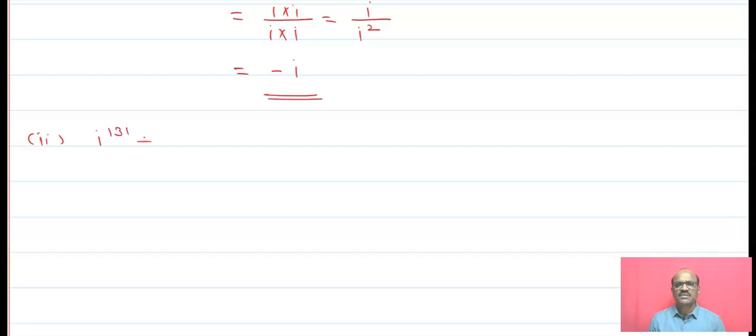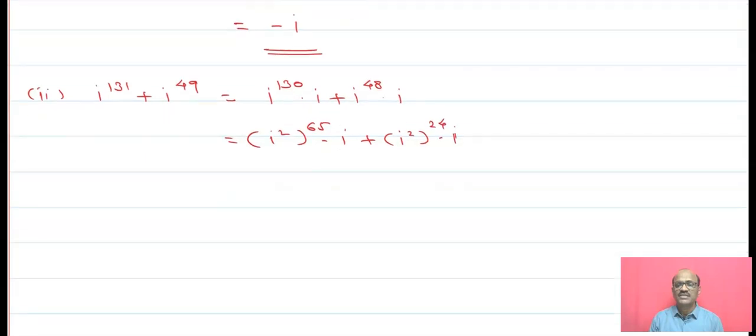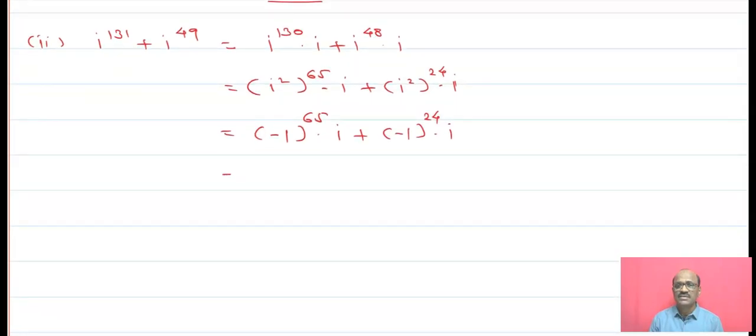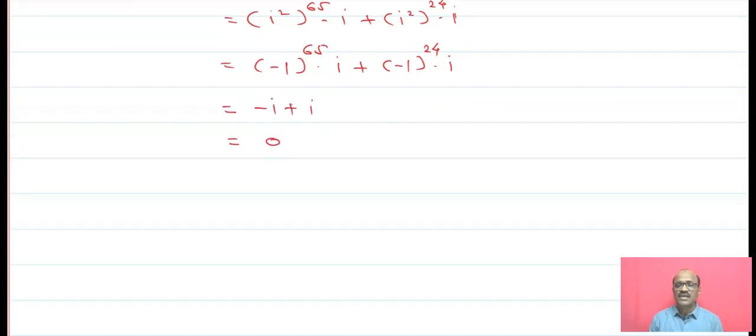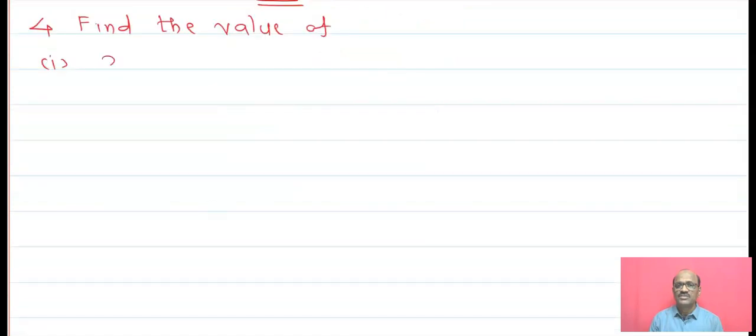Second one, i raised to 131 plus i raised to 49. We want to find out its value. We will directly make the calculation: i raised to 130 into i plus i raised to 48 into i, that is (i square) in bracket raised to 65 into i plus (i square) bracket raised to 24 into i, and hence we can cancel it, that is minus i plus i, and overall the value is 0.